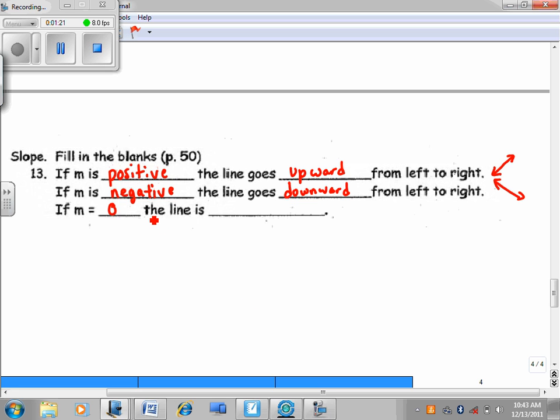A zero slope. Well, let's think about this. Slope is m, is rise over run. Well, how do we end up with a 0? We end up with a 0 if 0 is on top. We can have any number on the bottom, but 0 has to be on top. So that means our rise is 0. It's not going up and down at all. So what would a line like that look like? If it's not going up and down at all, it's going to be a horizontal line. So the line is horizontal.